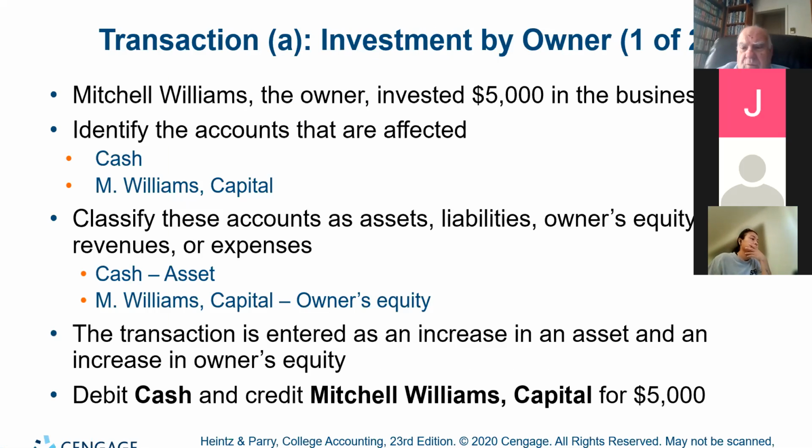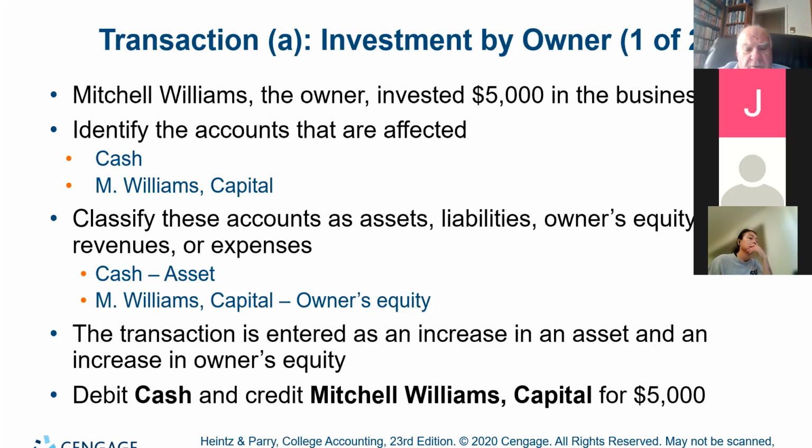And oh my goodness, we're back. Mitchell Williams again. He has come back with his business, and he's invested $5,000. Identify the accounts that are affected. Well, he just started a business. There was nothing there. And on the first day, he put $5,000 in his company's bank account. So you have cash and capital. Cash is an asset. Capital is part of owner's equity. Let's call it owner's equity, and the transaction is entered as an increase in the asset and an increase in capital.